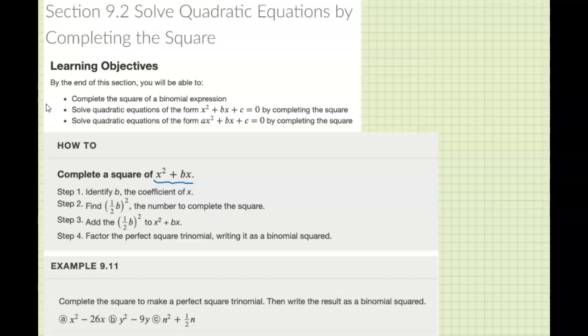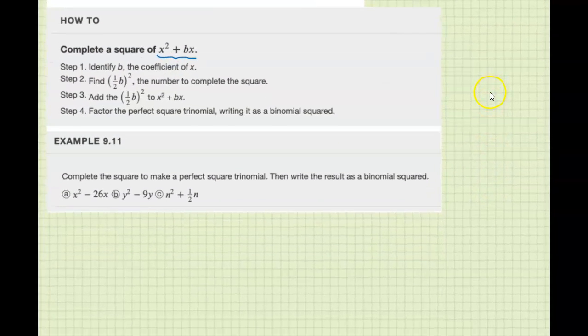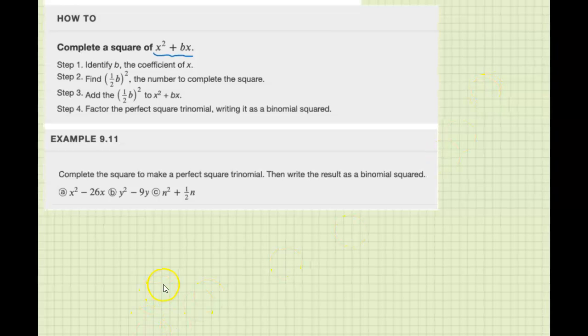First of all, you want the coefficient of the x squared term to be 1. So if you had anything in front, you want to factor it out or divide by it. Then identify the b, which is the number in front of the x. Then you take half of that b and square that number. Once you find that value, you add it at the end of this binomial, and that will make this a perfect square binomial. So this method will help us in solving quadratic equations by completing the square.